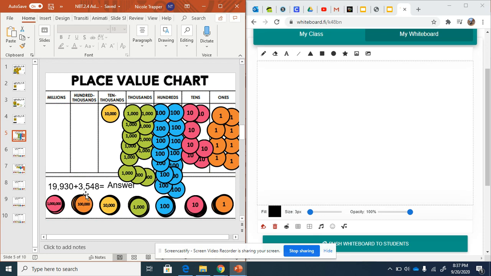Next, we're going to get into larger numbers. So this one is 19,930 plus 3,548. So I have lots going on here. So in the ones place, I have 2, 4, 6, 8 ones. Perfect. I don't have to group anything. Next, in my tens, I have 10, 20, 30, 40, 50, 60, 70. I don't have to bundle anything there either.